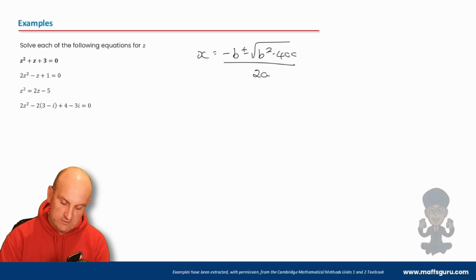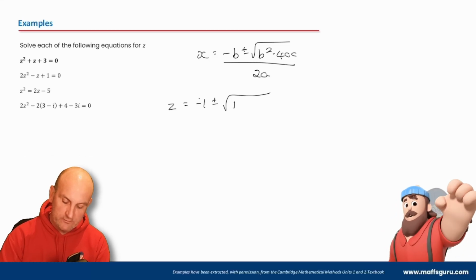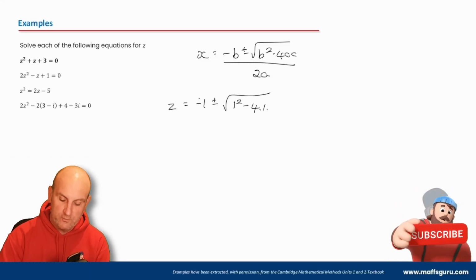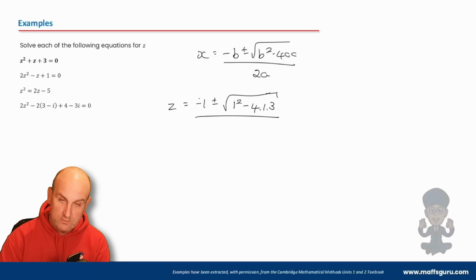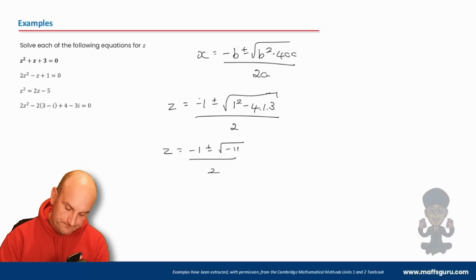So in this situation, my solutions are going to be z is equal to minus 1, because that's b, plus or minus the square root of b squared, which is 1, minus 4 times 1 times 3, all divided by 2 times a, which is 2. So z becomes equal to minus 1 plus or minus the square root of minus 11, all on 2. So z becomes equal to minus 1 plus or minus the root of minus 11, which is i root 11, on 2.